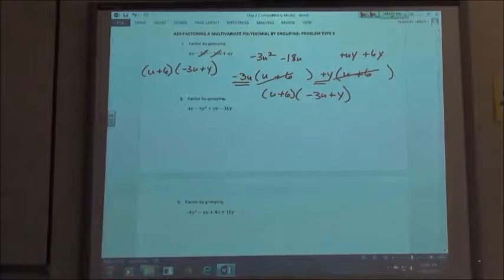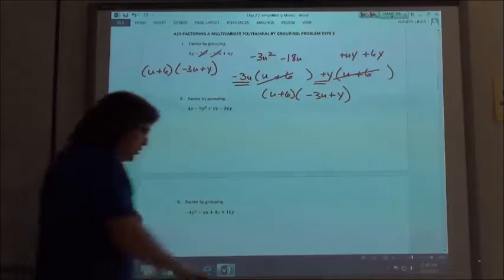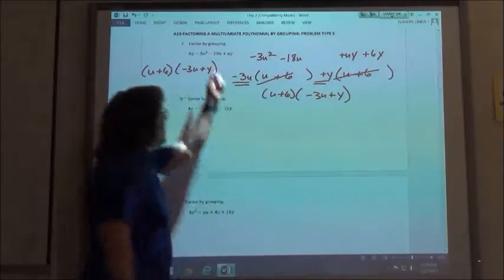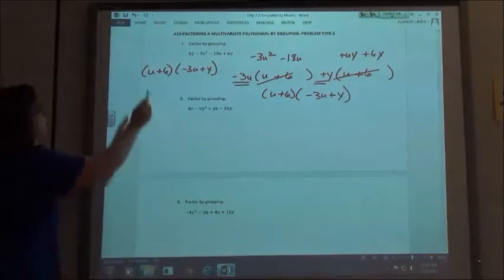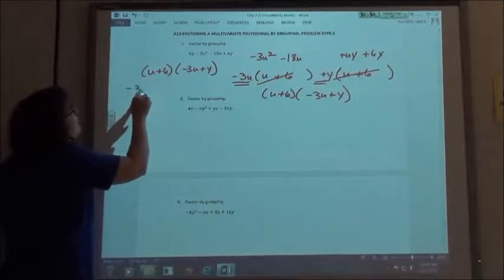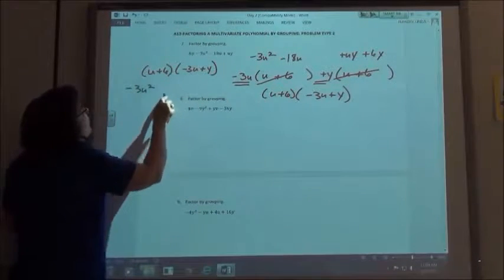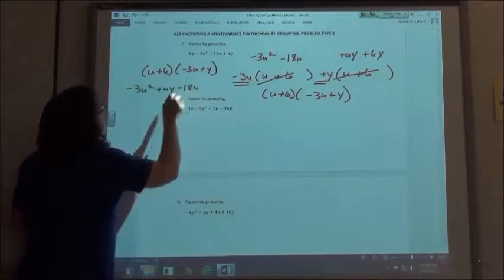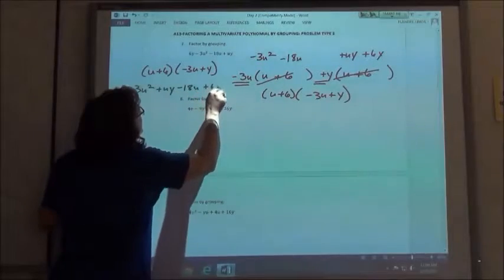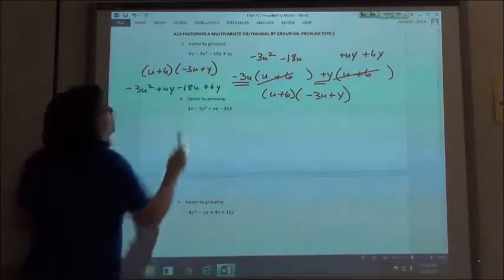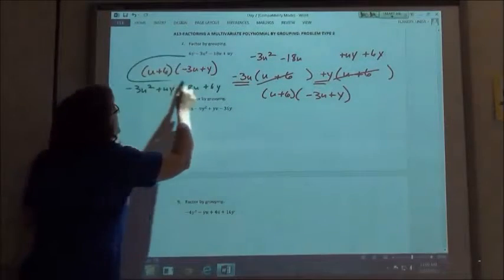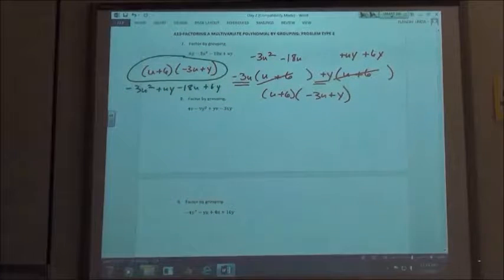Now if you wanted to check that, what you would do is FOIL it out to make sure you get the same thing you started with, because that's what factoring is: you're trying to figure out, well, what times what would give me those 4 terms. U times negative 3u is negative 3u squared. U times a positive y is a positive uy. 6 times negative 3u is negative 18u. 6 times y is a positive 6y. Notice I got the same 4 terms. They're just in a different order, but we have the commutative property, so we could rearrange those. So if you wanted to check your answer, just FOIL it back out and see if I get the terms I started with.